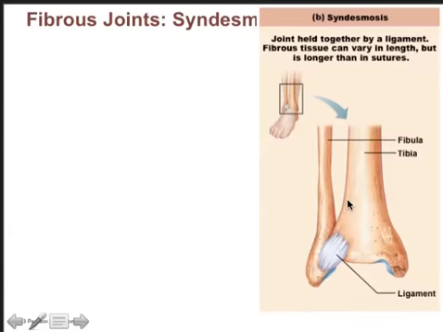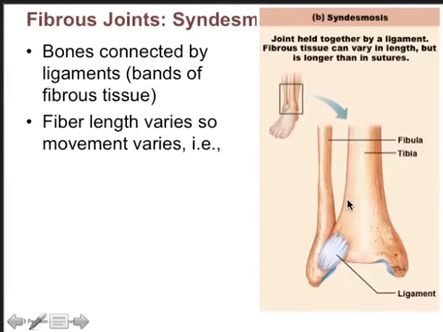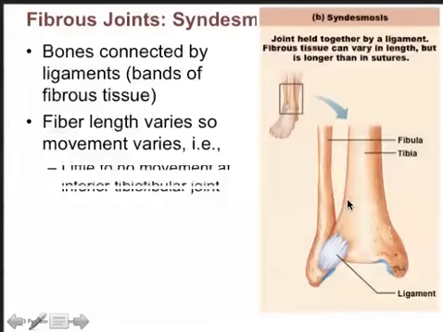Let's talk about syndesmoses next. These are bones that are connected by ligaments. The fiber length will vary. As a result, the amount of movement will vary. There's little or no movement at the inferior tibiofibular joint, which is shown in the diagram.